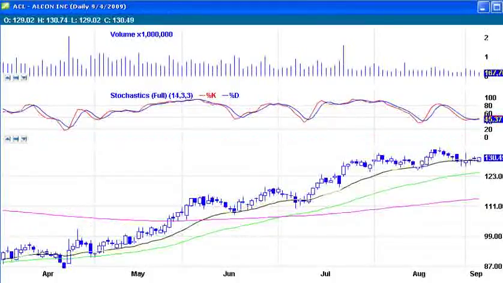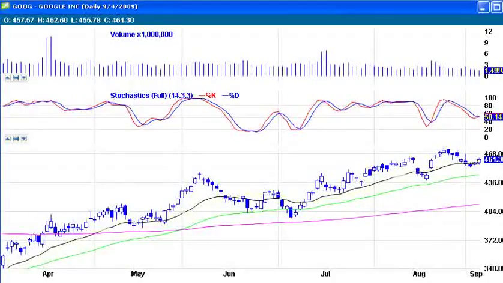ACL here, Alcon here. Again, this one is just very bullish. Once it broke through the 200 period moving average, we never really came back and tested it and just continued to move up here. Not a good example. Again, just pretty much taking some random stocks here. Google here. If we zoom out, we'll go out a little bit further here.